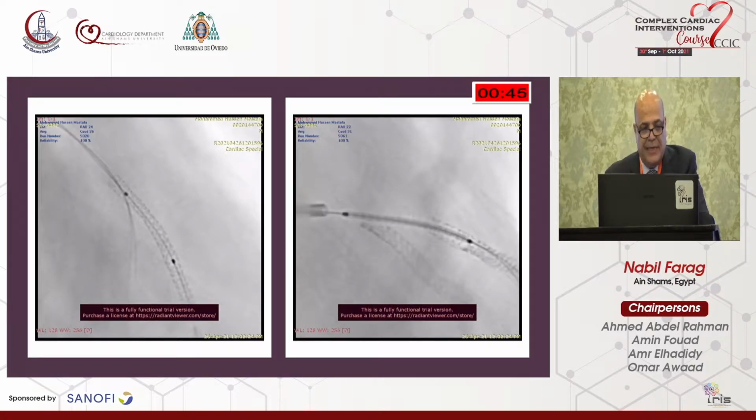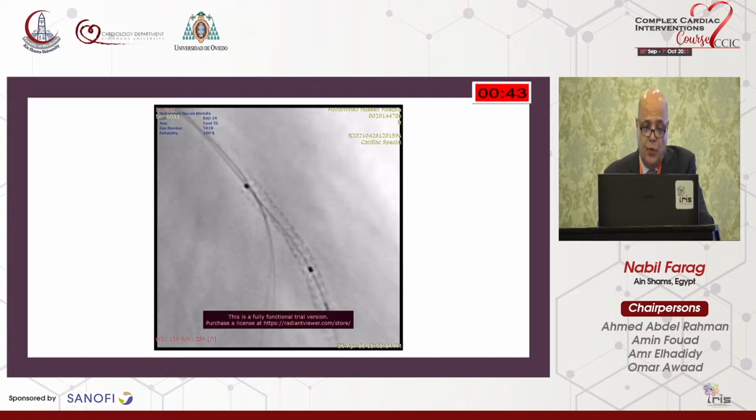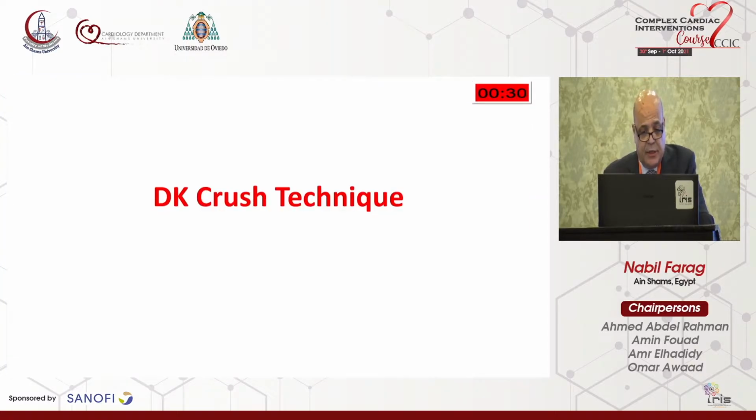Why do I prefer a DK crush in bifurcation lesions when we decide to go for a 2-stent technique? Because we actually have randomized clinical trials showing that this technique is even superior over provisional stenting. For the DK crush technique, we have an old study.